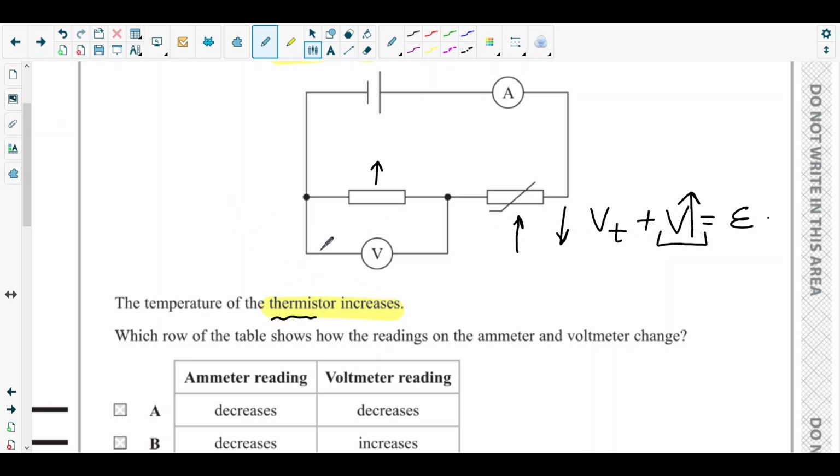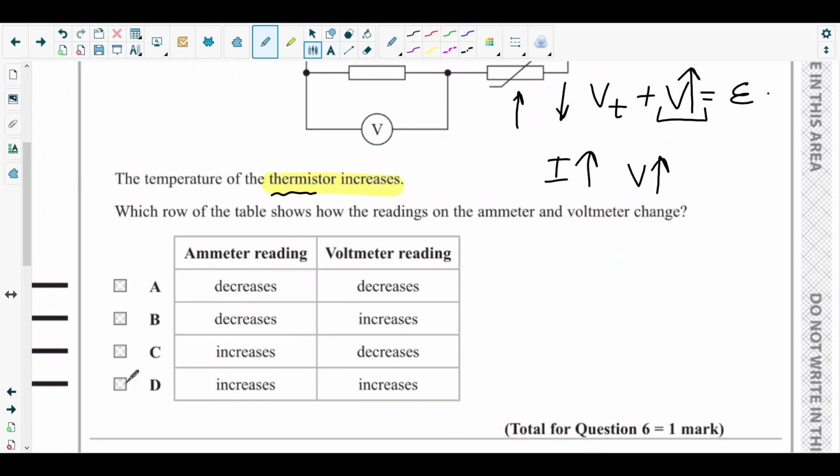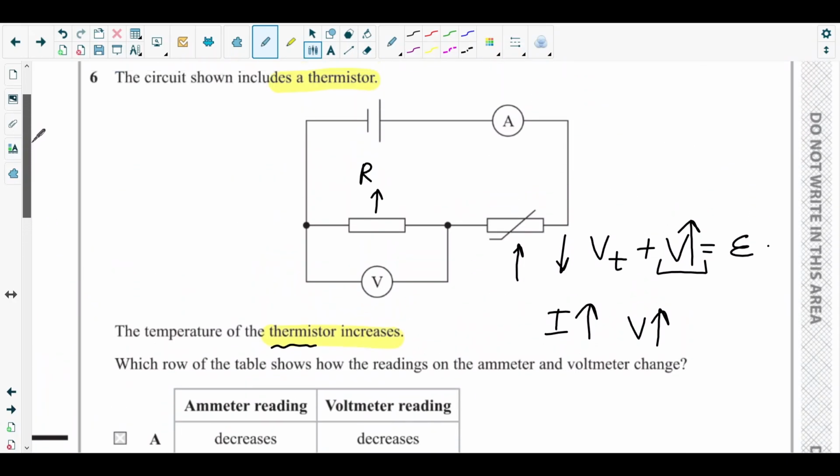And what will happen to the ammeter reading? Since the fixed resistor has constant resistance R and the resistance of the thermistor is decreasing, the total resistance of the circuit is decreasing, therefore current will increase. That means ammeter reading will increase, and voltmeter reading will also increase. So which option describes that? Option D. Both ammeter reading and voltmeter reading will increase. That's it.